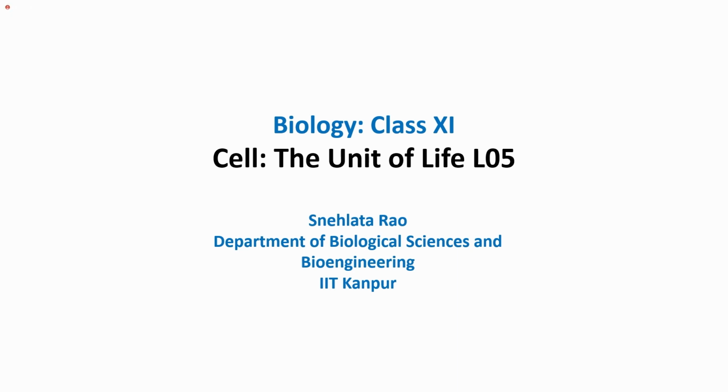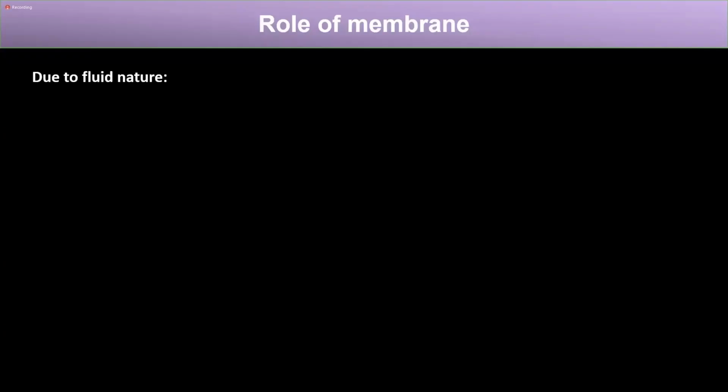Today we will continue with the next lecture of the unit Cell, the Unit of Life. Till now we have studied the eukaryotic cells, and in eukaryotic cells we have studied the plasma membrane: what is its structure and what components are present in it. Today we will study the role of the plasma membrane.